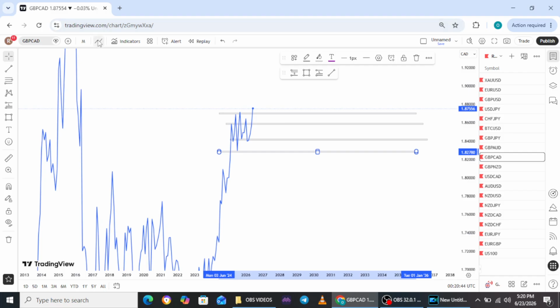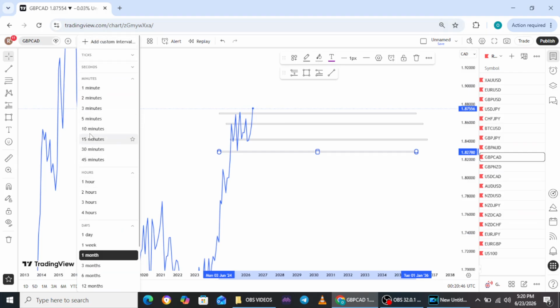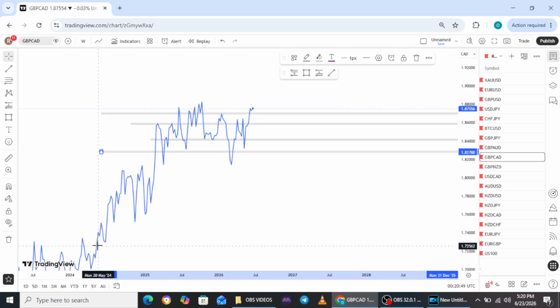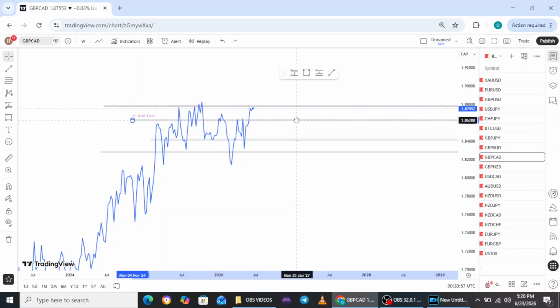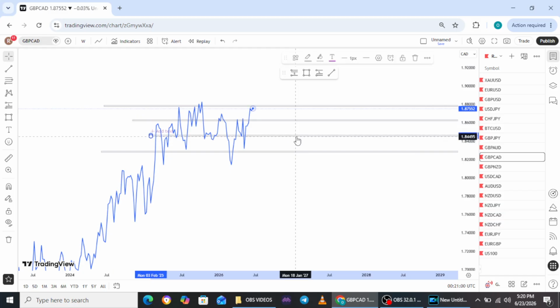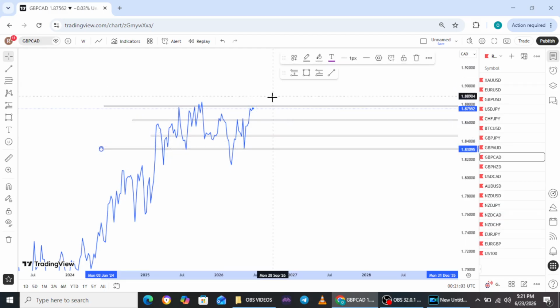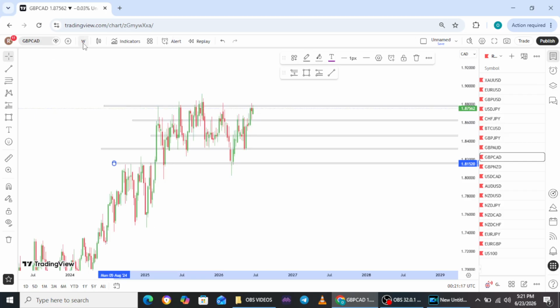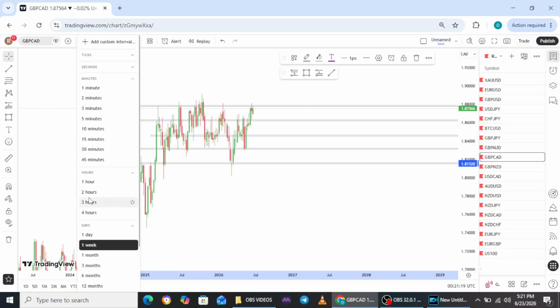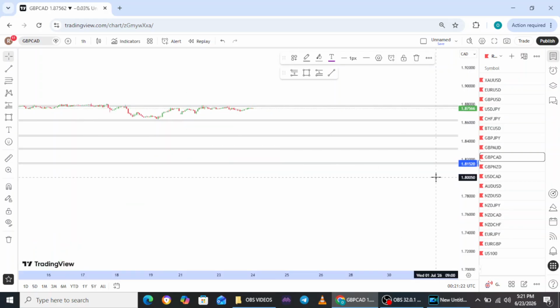Okay, so let's go to weekly so that we can see more. Okay, this pair is really too noisy. But let's see what we can do with this pair. Okay, what's our structure? Now, once you are done getting your structure, you go back to your candlestick, you go back to smaller time frame. Let's go back to 1 hour. Now, what can we do?